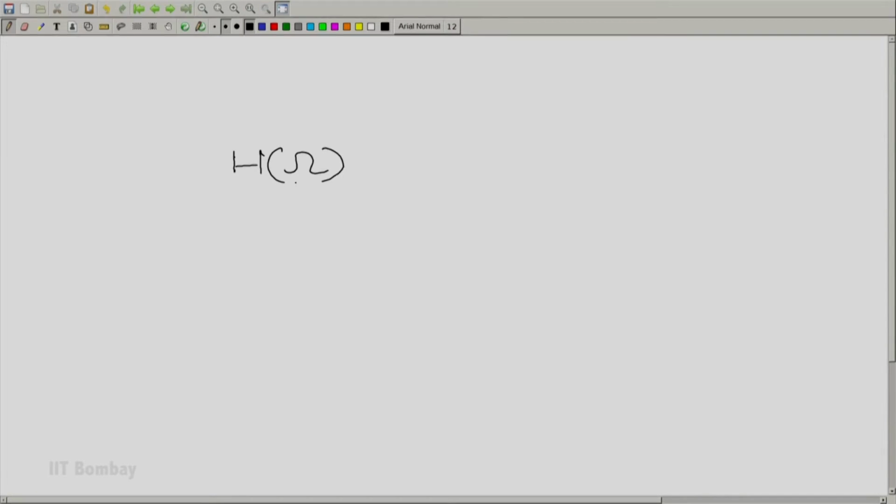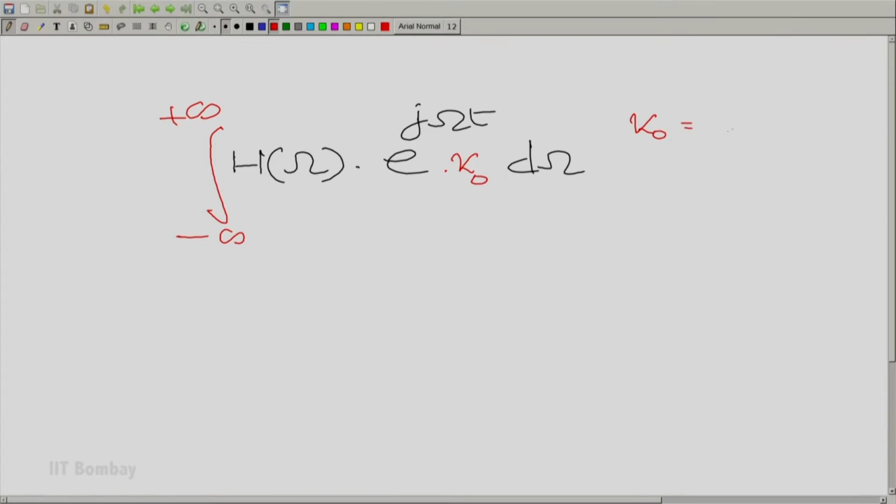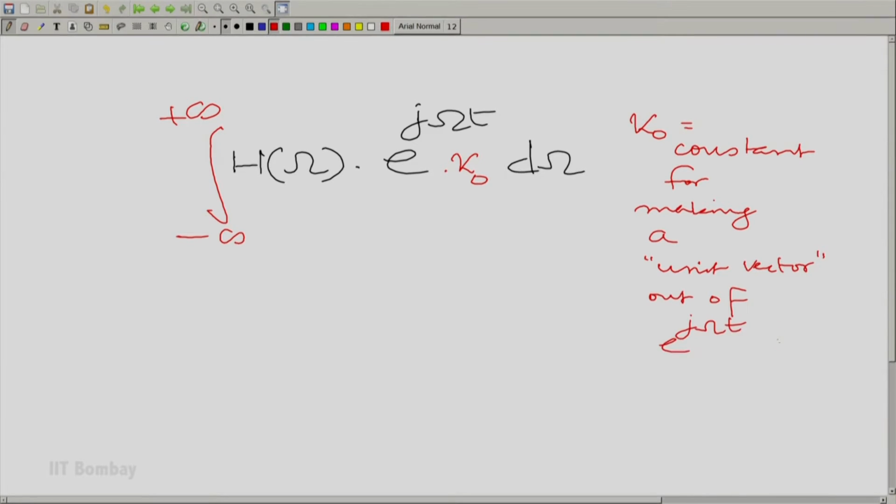Anyway, component H(omega) multiplied by unit vector and integrated instead of being added. Identify each step of this very carefully. Integrated from minus to plus infinity and a constant. Now, a constant could be a function of omega or may not be a function of omega. In fact, we will find it is not a function of omega, but anyway, let us write down a constant. Let us call that constant kappa 0, a constant for making a unit vector out of e^(j omega t). So, this should give me back h(t). This is what we call the inverse Fourier transform. This is how far the intuition took us.